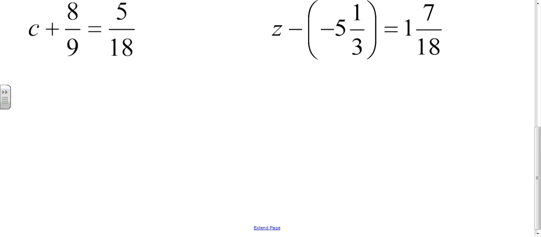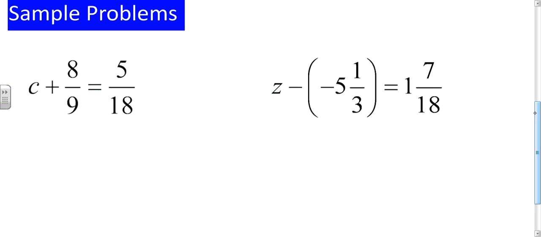So I have C plus 8/9, and that is equal to 5/18. And I want to solve this for C. One thing that's easier when you're solving these is to rewrite this with a common denominator. The reason I'm going to do that here is because I know I'm going to end up adding or subtracting these fractions. So the equation I'm going to solve is C plus 16/18 equals 5/18.